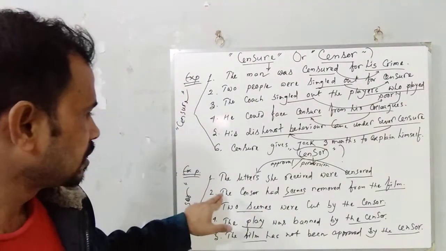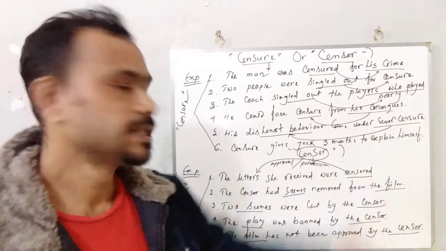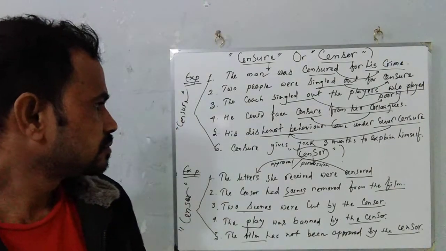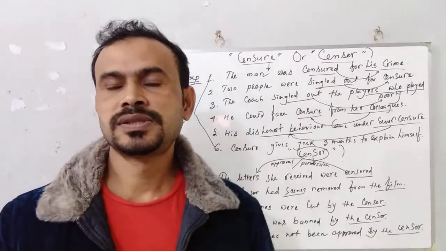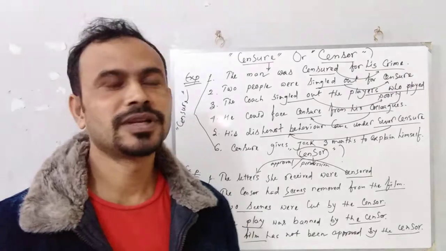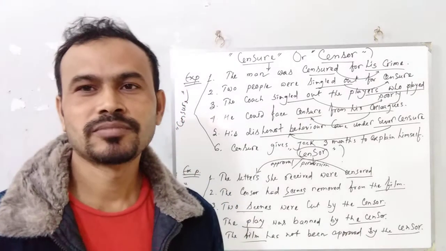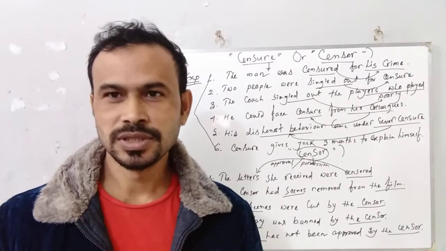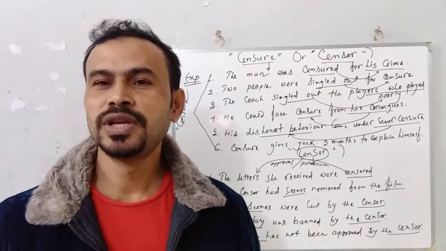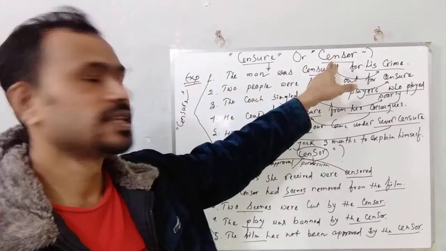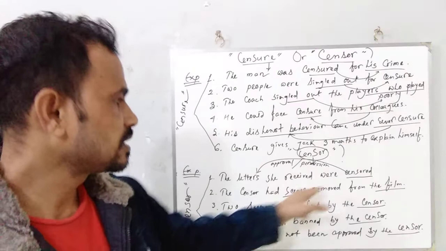Okay, number two, the censor has since removed from the film. I think before making or after making any film, it needs a censor, and the censor is also an organization, or I can say one authority, who gives the permission, like for books, films, drama, or plays. That means censor. So my friends, the censor has since removed from the film.